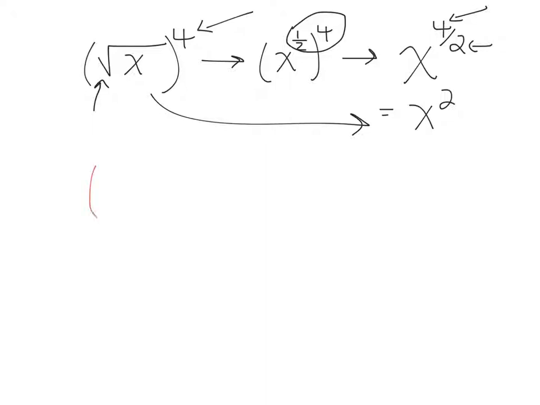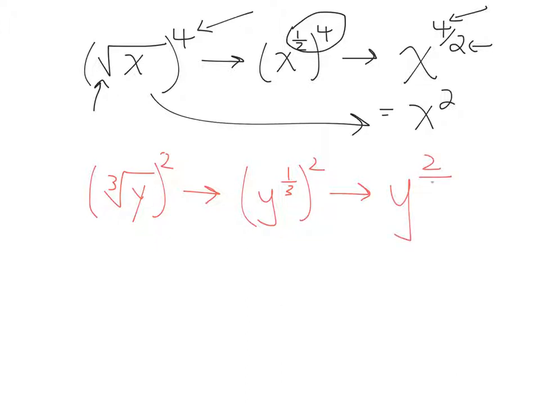So let's say we had the cubed root of y to the power of 2. So another way to write that would be y to the power of 1/3, squared. And then using our power of a power rule, 2 times 1/3 is 2 over 3. So we can get really fast at writing these.